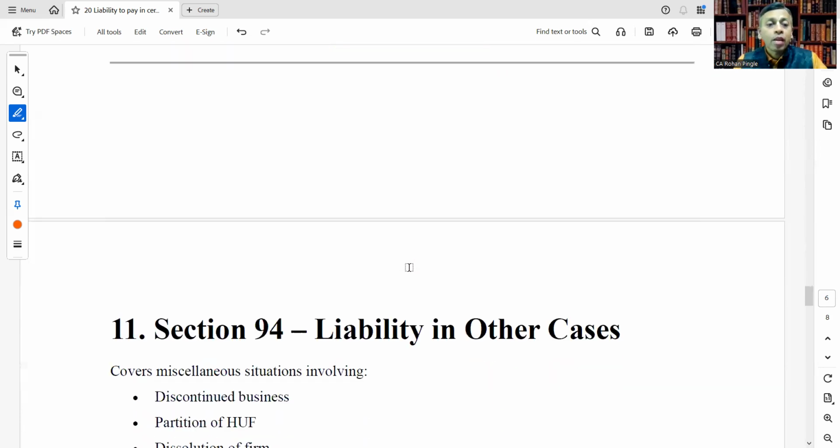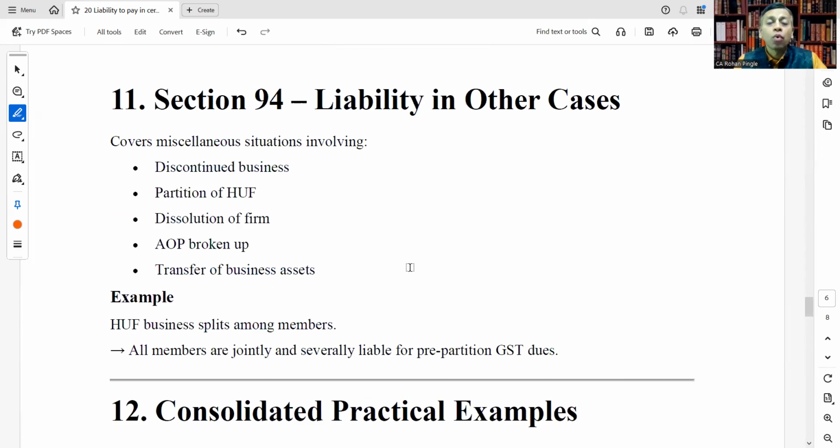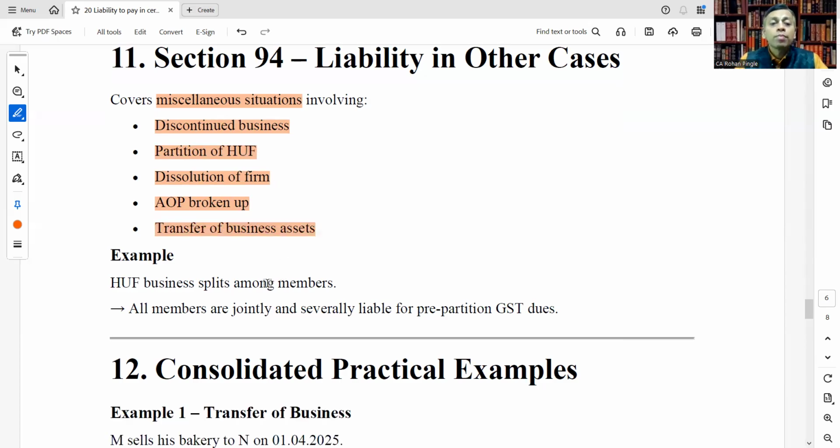Next, Section 94, liability in other cases. It covers miscellaneous situations involving what? Discontinued business, partition of HUF, dissolution of firm, AOP broken up, and transfer of business assets. Example: HUF business splits among members. All members are jointly and severally liable for pre-partition GST dues.